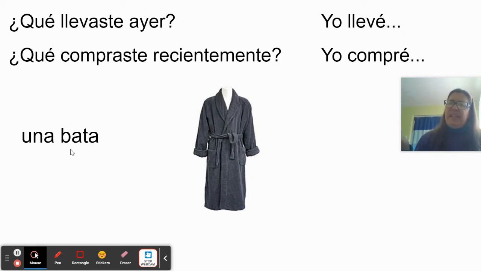¿Qué compraste recientemente? Yo compré una bata. ¿Por qué? Oh, cómoda.